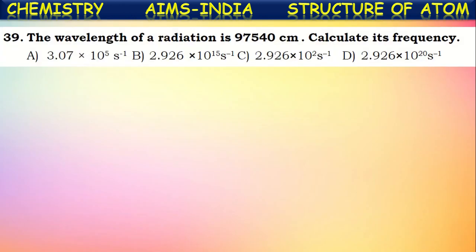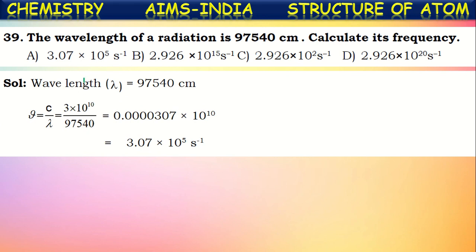Okay, next one. The wavelength of a radiation is 97,540 centimeters. Calculate its frequency. Observe once, one quantity is given and asked to calculate another quantity. If we know the relation between these two, we can find out. What is the relation between the wavelength and frequency? We have nu is equal to c by lambda, where nu is the frequency, c is velocity of light, which is a constant, and lambda is the wavelength. Wavelength is already given here. If we substitute those two values of velocity of light and wavelength, we can calculate frequency.